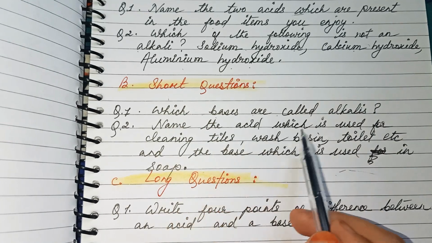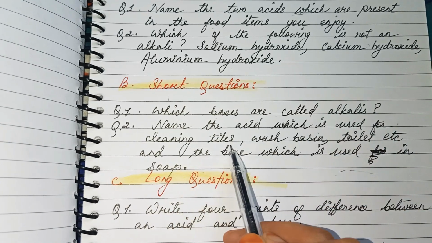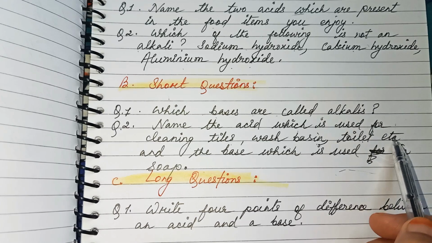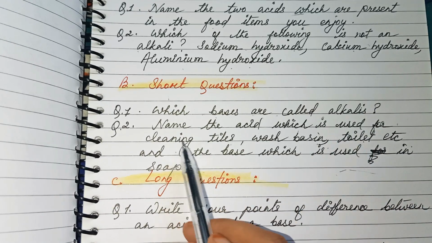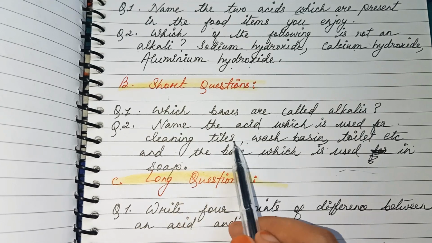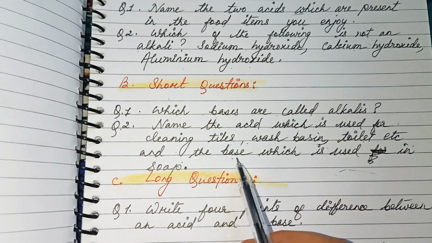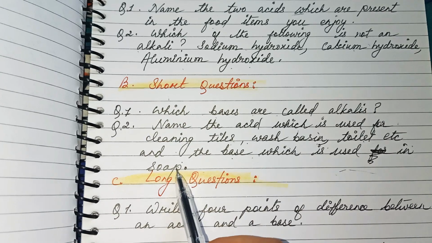Question number 2. Name the acid which is used for cleaning tiles, wash basin, toilet, etc. and the base which is used in soap. So here you have to mention the name of the acid which is used for cleaning tiles, wash basin, and also the name of the base which is used in soap.